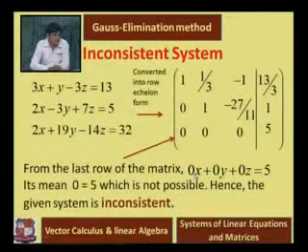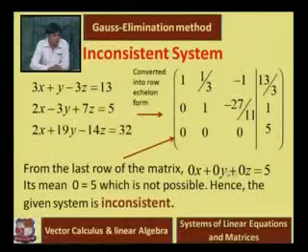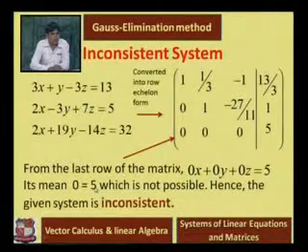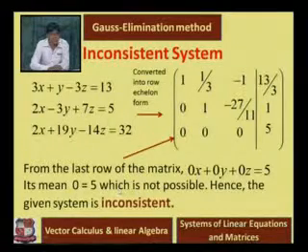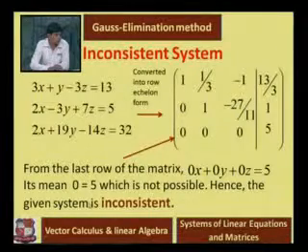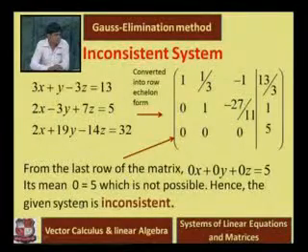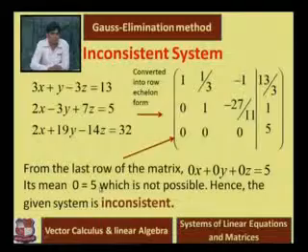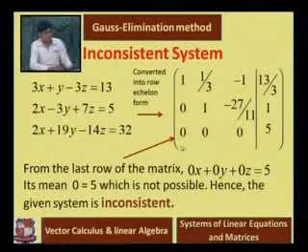Matrix, we can write this last row in this fashion: 0x plus 0y plus 0z is equal to 5. What does this mean? This means 0 is equal to 5, and that is a contradiction, which is not possible because 0 is not equal to 5. In this case, the system is inconsistent, because we get the contradiction 0 is equal to 5.